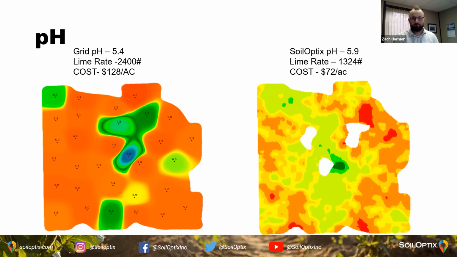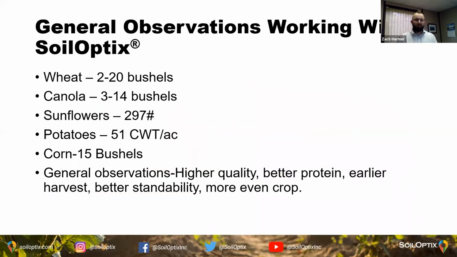So on general observations, when we're looking at any sort of soil mapping technology, but of course with SoilOptix specifically, what we're seeing is increased yields, maybe on wheat 2 to 20 bushels, canola 3 to 14, sunflower, let's say 297 pounds, potatoes, of course, corn. But overall, we can start to see higher quality, better protein, earlier harvest, better standability, and even more crop. This is what's going to get us to, coming back to that original definition with precision ag, a more sustainable agricultural production system.